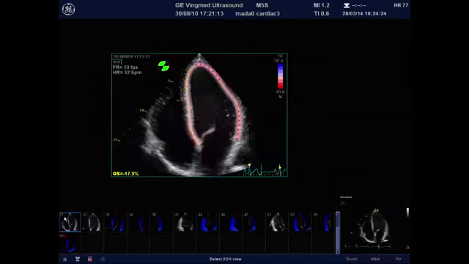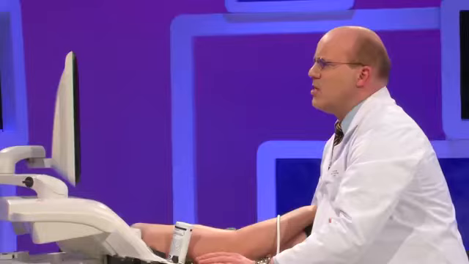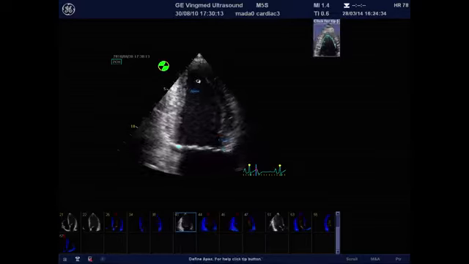Now we have done already the 4-chamber view and the 3-chamber view. And the last thing we have to do is an analysis of the 2-chamber view, which goes exactly the same way.